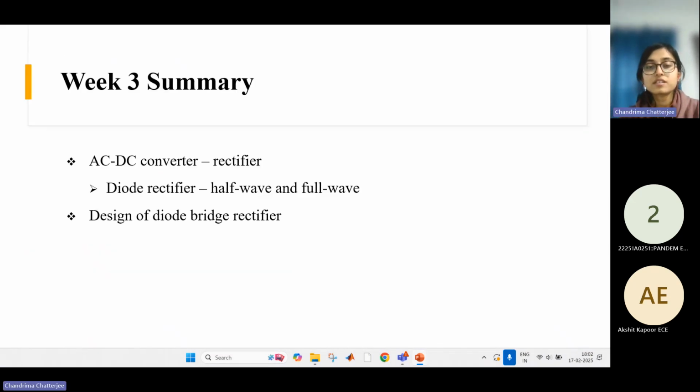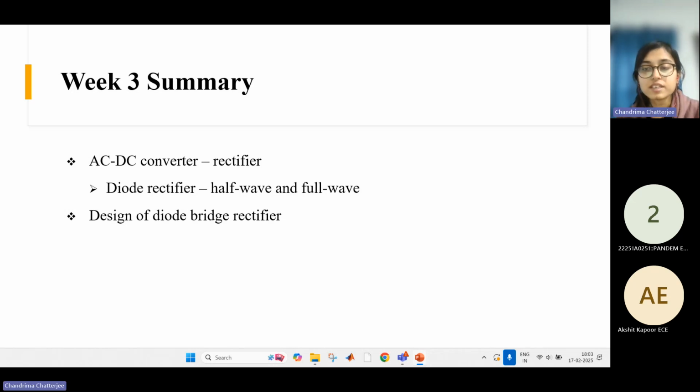In our last discussion, we discussed two very important semiconductor devices, MOSFET and IGBT. We also studied the static and dynamic characteristics of these devices and the power loss calculation, how to calculate the power loss and how to select the heat sink for these devices. All these things we discussed.